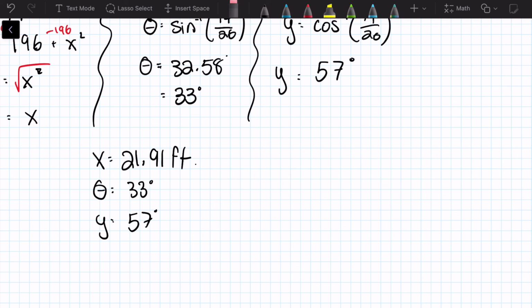And that'll do it. So that is how you solve a triangle. You just find everything that you don't already know.